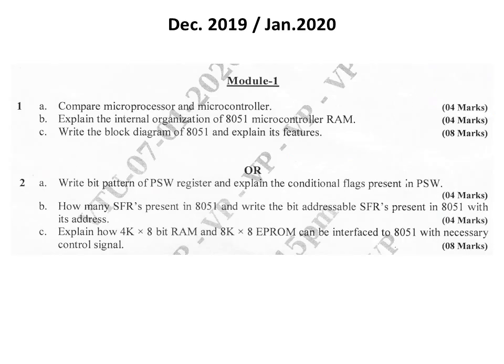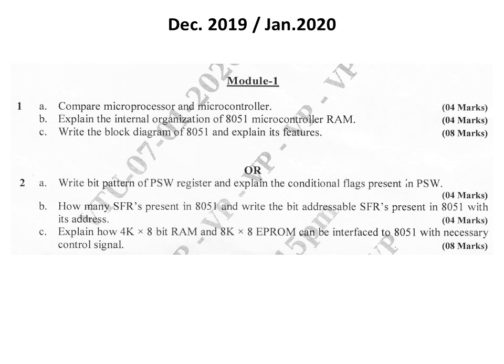Now let us look into some old question papers. This is the December 2019 and January 2020 question paper. So here in the module 1 part, if you see, the first question is compare microprocessor and microcontroller. Again a repeated one only, asked for 4 marks. Better to write around 6 to 8 differences.